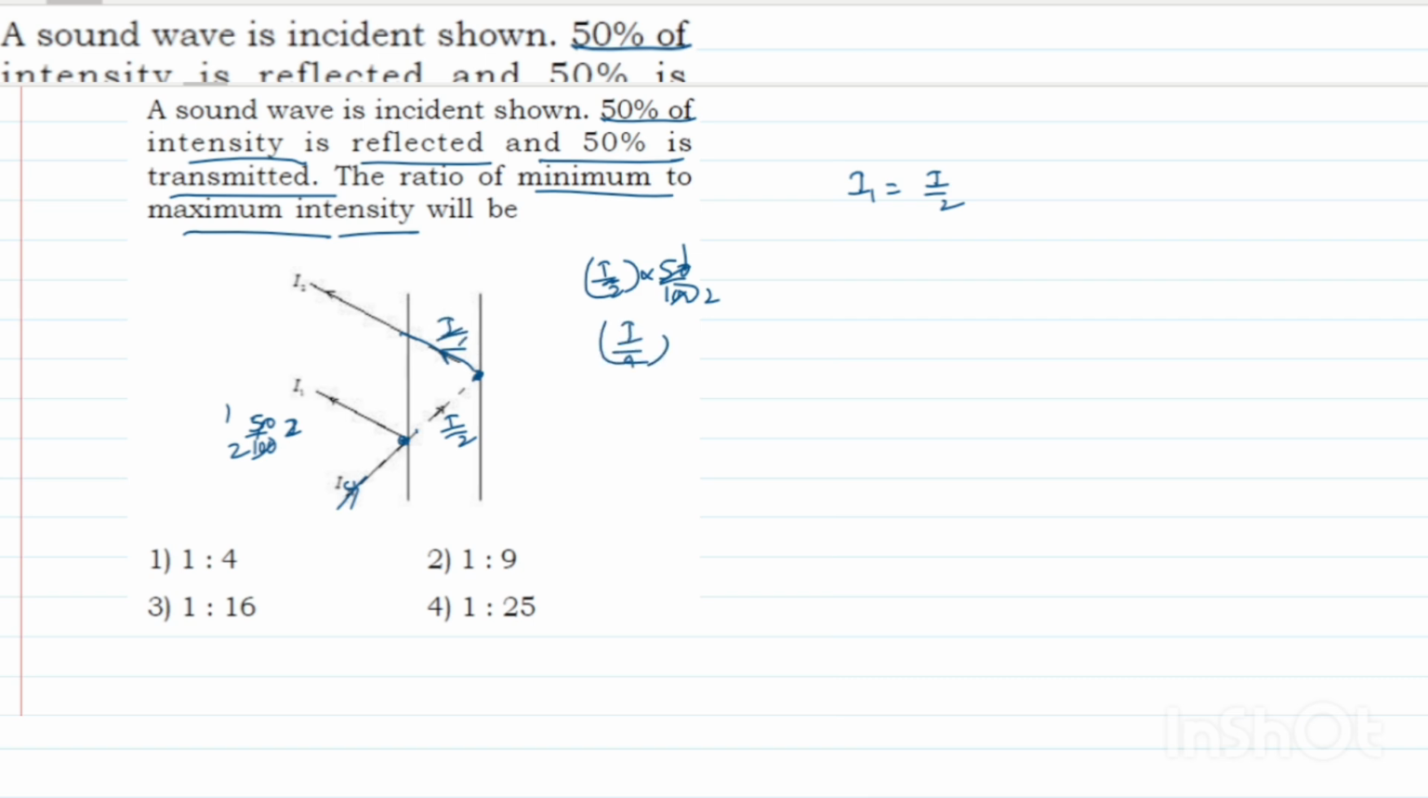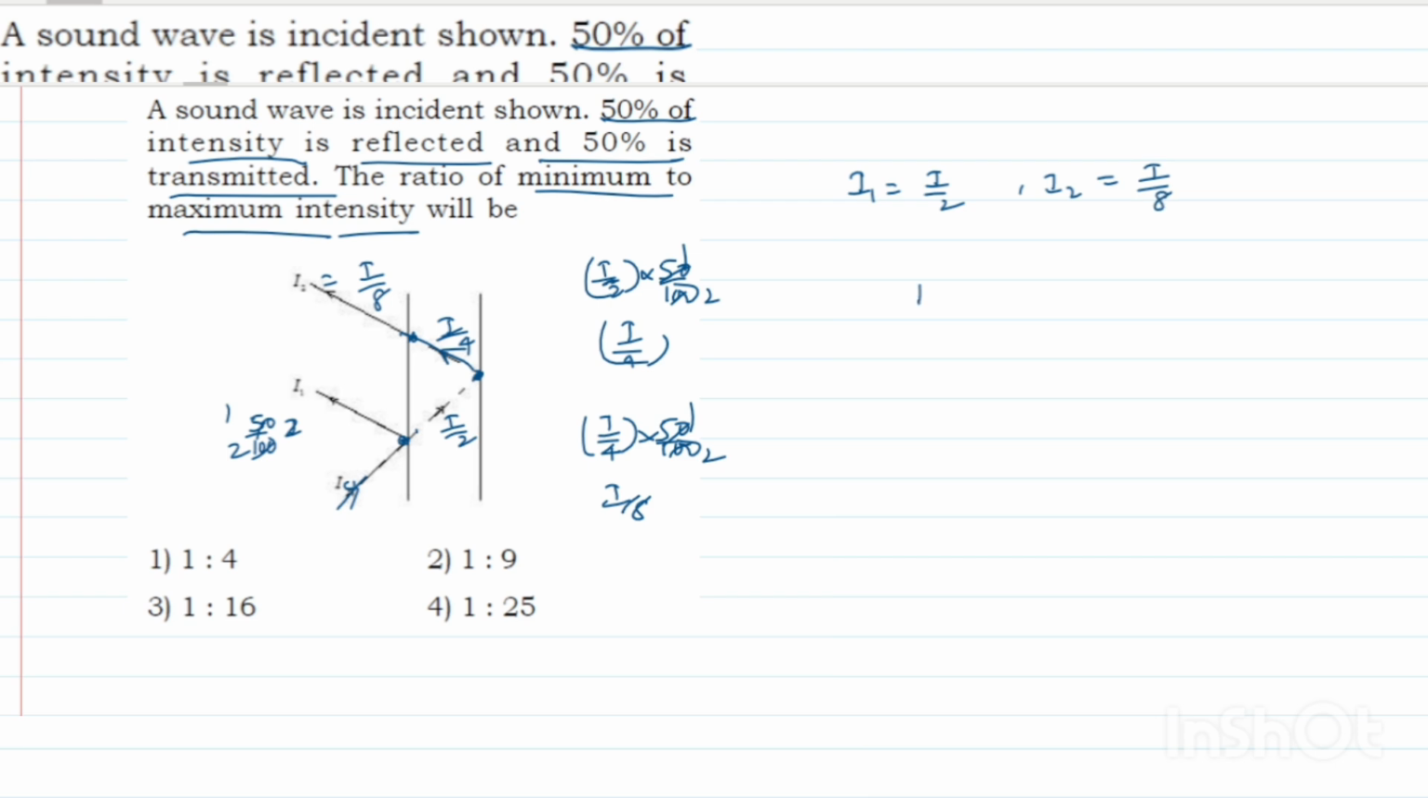This I by 4 is reflected, and again in this I by 4, 50% is going to be transmitted. 50% of I by 4, that is 50 by 100 times I by 4, gives I by 8. So the transmitted intensity I2 will be I by 8. So this is the I1 value, which you got as I by 2, and the I2 value you are getting as I by 8.